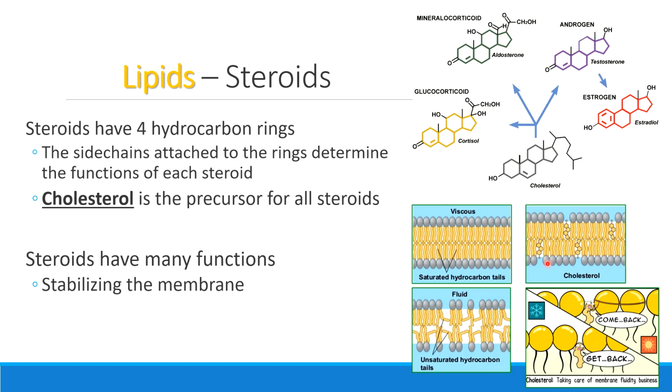The other thing, though, that steroids do, that you'll cover in depth in A&P 2, is they are our steroid hormones. So things that we see up here like estrogen or testosterone, also cortisol, the stress hormone. All of these different steroid hormones have different effects in the body, and that comes down to this 4-ring structure that we see with all of these different side chains that come off of that.